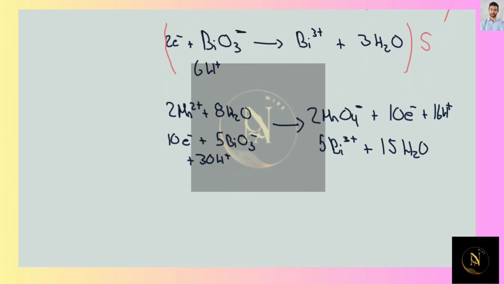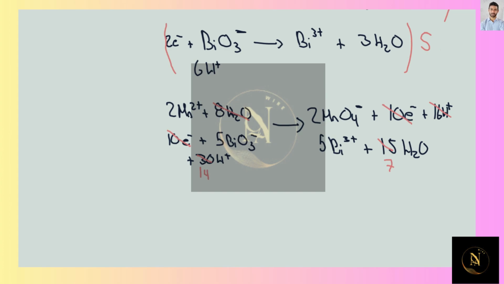Now, let's cancel whatever can be canceled, right? So on the left-hand side, we have 10 electrons and 10 electrons. Both of them are going to cancel out. Here we have 8 waters with 15 waters. We're going to end up with 7 waters. And finally, on the left-hand side, we have 30 protons. Over here, we have 16 protons. So 16 protons cancel with 16 out of this 30, ending up with 14 protons.